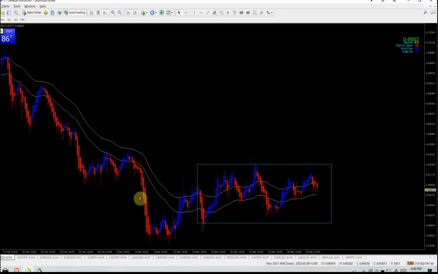So we're coming out of this big downtrend. We'll see what happens next, whether this is an accumulation zone and we start to break up. If we take out this high up here and the moving averages start to turn, well, then it'll be time to start looking for longs, okay?